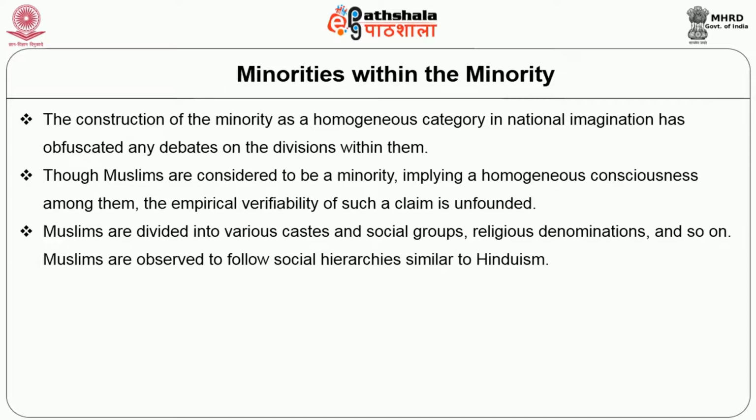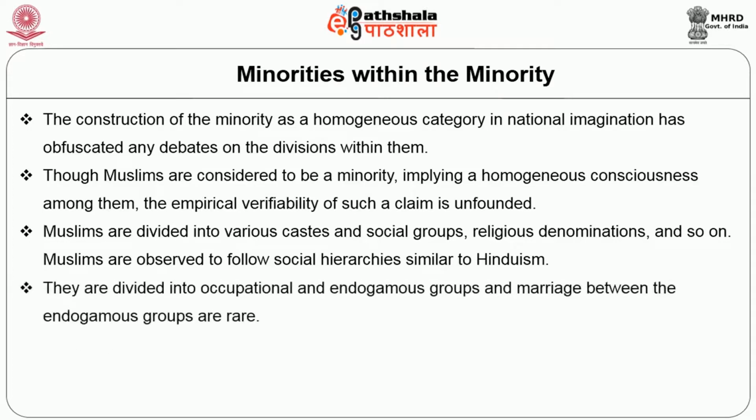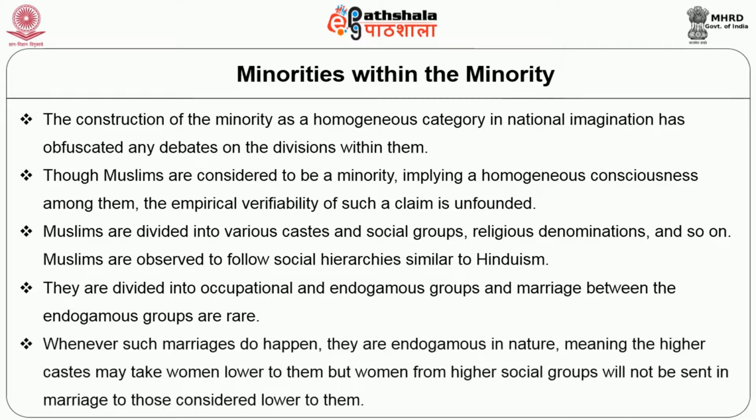Muslims are observed to follow a social hierarchy similar to Hinduism. They are divided into occupational and endogamous groups, and marriages between the endogamous groups are rare. Whenever such marriages do happen, they are hypergamous in nature, meaning the higher castes may take women lower to them, but women from higher social groups will not be sent in marriage to those considered lower to them.